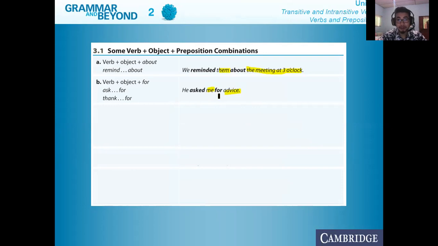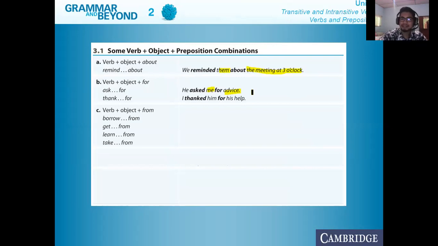The first one is the object pronoun. The second one is the noun. He thanked me for his help. As well, the same case, the object pronoun in the middle, and then we have the complement. Then we have other verbs that use the particle or the preposition from, like these ones. Borrow from, get from, learn from, and take from. Take a look at these, since they are using the quotation marks over here. That means that in this case, something goes in the middle between those two words.